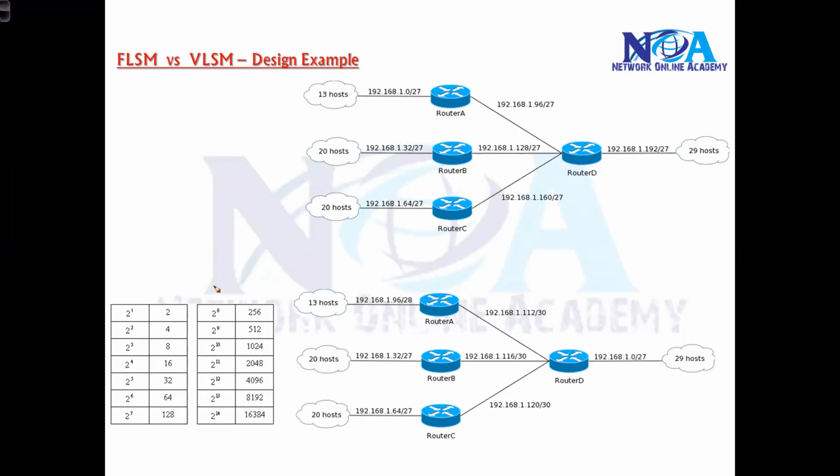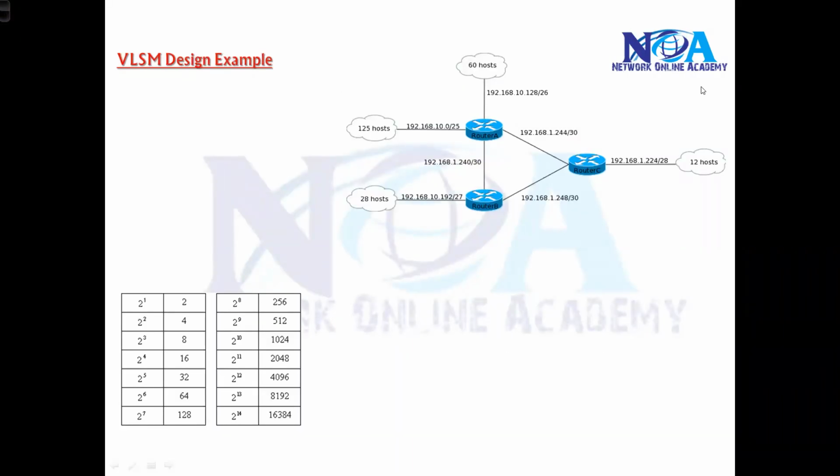So we have seen the previous example, and this is another example to understand that. Let's see one more example with a VLSM design. Again, we have 3 locations and 3 routers, and we have LANs. These are the different LANs: 125 hosts, 28, 60, and 12 hosts. The first thing we need to figure out is the nearest possible size. So the possible size is 128 here, 32 here, 64 here, and 16 here.